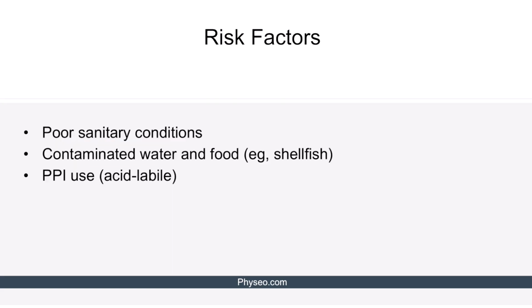Cholera is prevalent in the regions with poor sanitary conditions, and it can be transmitted by ingestion of contaminated water and food. Oftentimes, you'll hear shellfish. Now, since Vibrio cholerae is acid labile, increased gastric pH due to proton pump inhibitors can also be a risk factor for infection. So this is very similar to the organism we discussed previously. If you're making the gastric pH higher, more alkalotic, you're actually making it more suitable for Vibrio cholerae. So keep that in mind when prescribing PPIs.